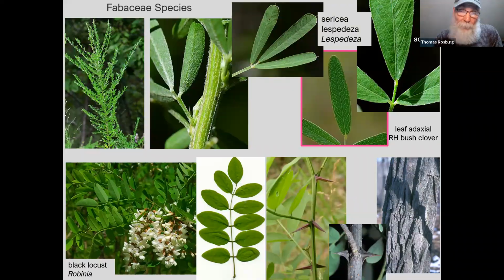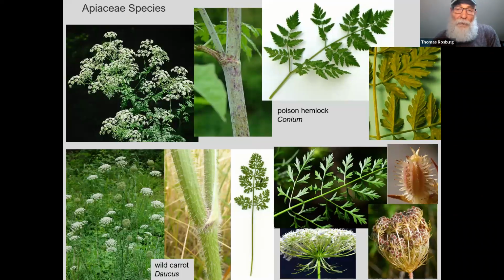All right, we're going to move into a different family now and look at something in the Apiaceae family, the parsley family. A couple of bad players here. The first one up here is poison hemlock, Conium maculatum, and the one below here is wild carrot, or Daucus carota. So they're both members of the parsley family.